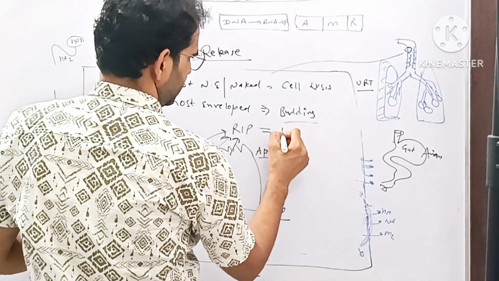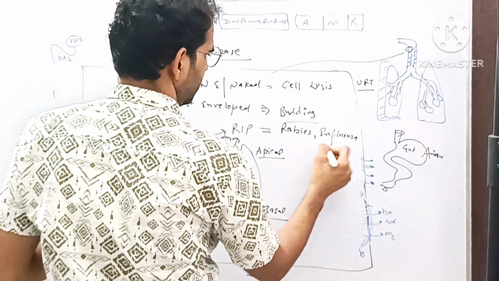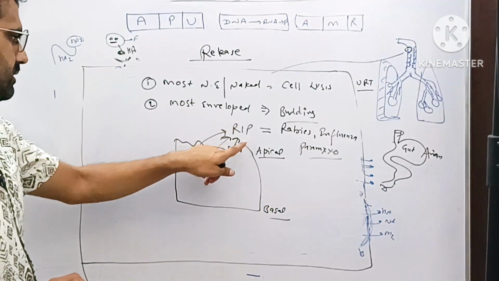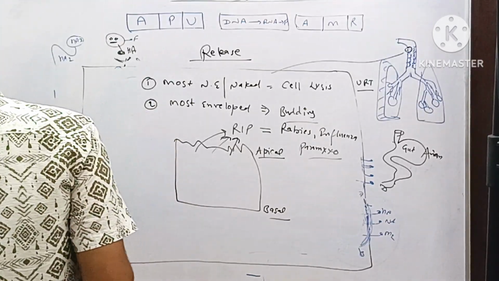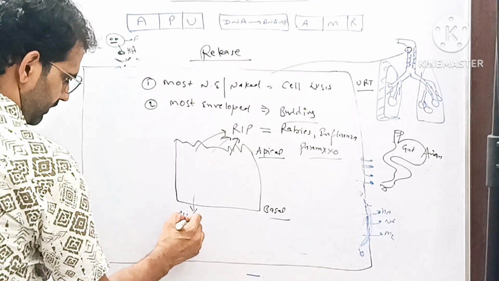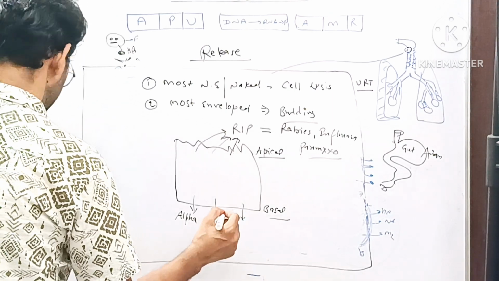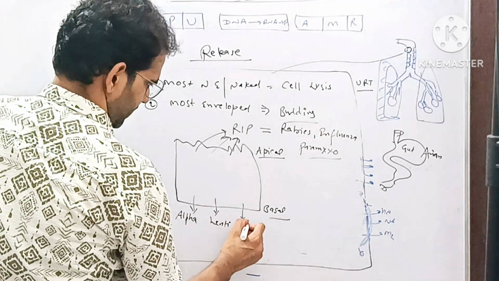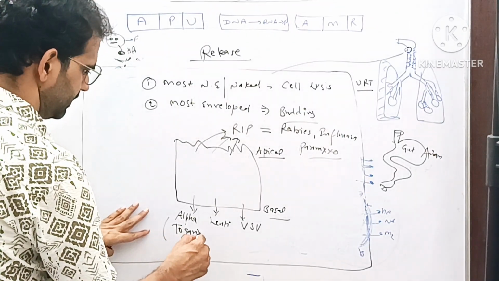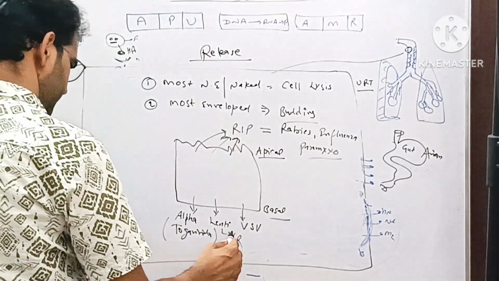And what are these RIP? Rabies, influenza virus, and paramyxo. So these three bud out from the apical surface. Then from the basal surface we have alpha virus, lentivirus, and one more, the vesicular stomatitis virus. Alpha virus belongs to family Togaviridae and lenti belongs to retroviruses.